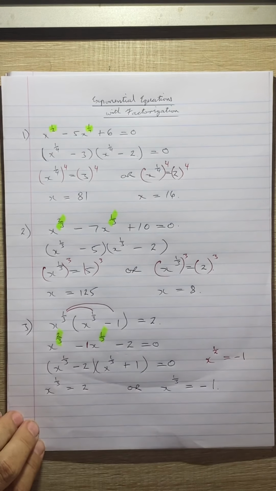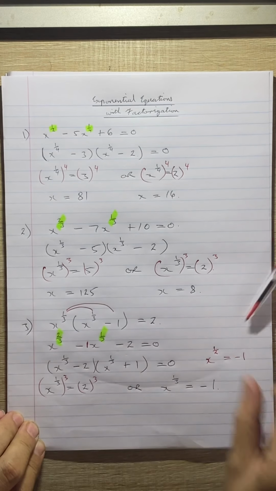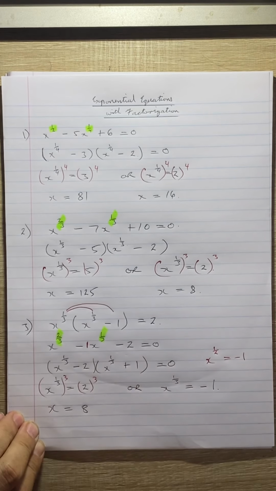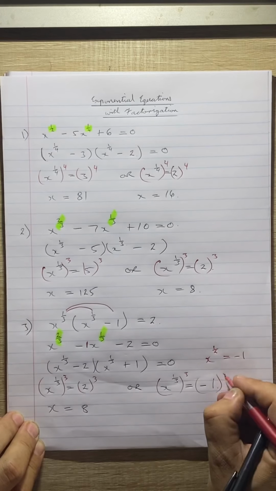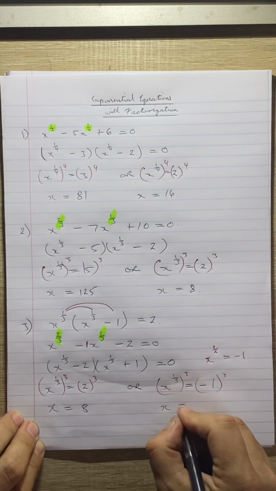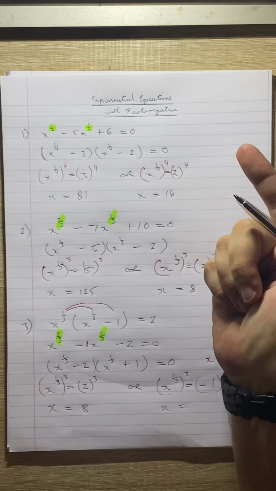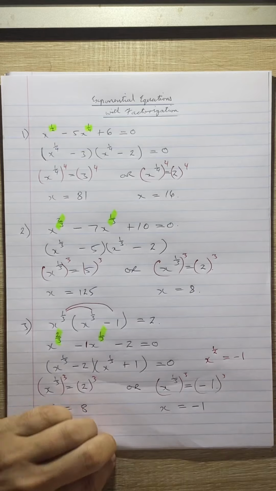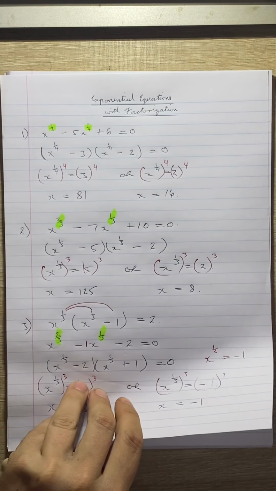Right, so over here, I'm going to raise this to the power of 3, raise that to the power of 3. We get x is equal to 8. I'll raise this to the power of 3, raise that to the power of 3. We get x is equal to, now be careful with this one, because negative 1 times negative 1 is positive 1, times another negative 1 is negative 1. Okay. Going on to question 4.